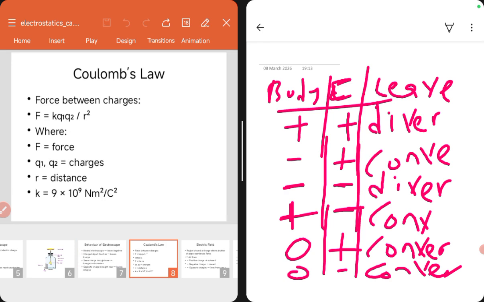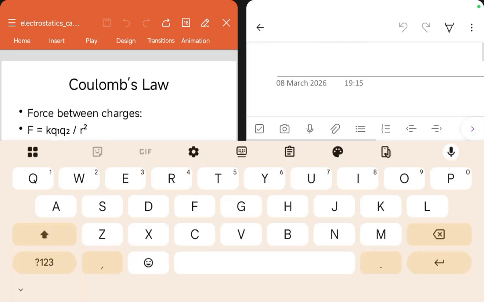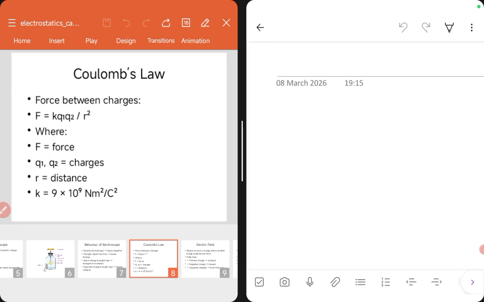All right. So having done that, we will now go to Coulomb's law. We've looked at the behavior of an electroscope. We'll now look at Coulomb's law. What does Coulomb's law state? Now, I've taught us gravitational field, and I said that Coulomb's law and Newton's law of universal gravitation are all called inverse square law. Are you following? They are all called inverse square law.